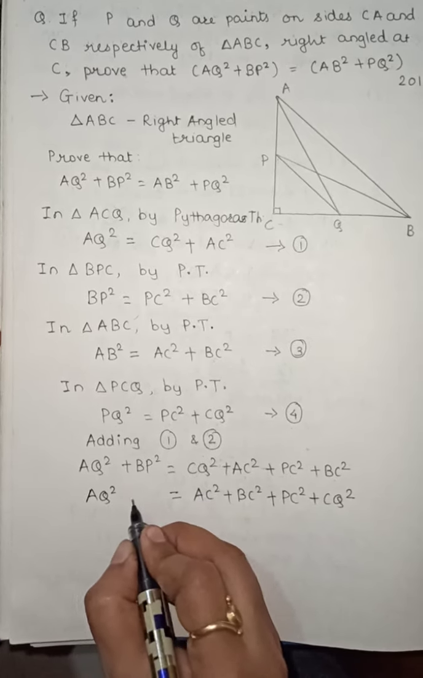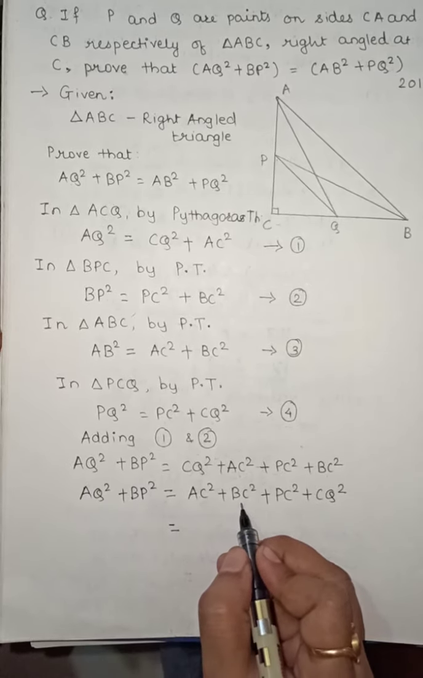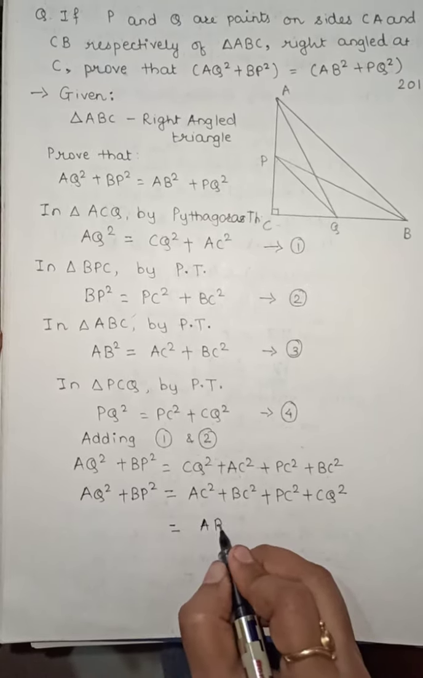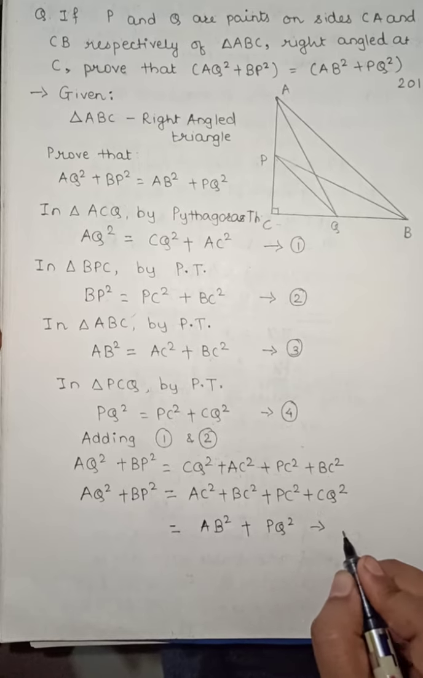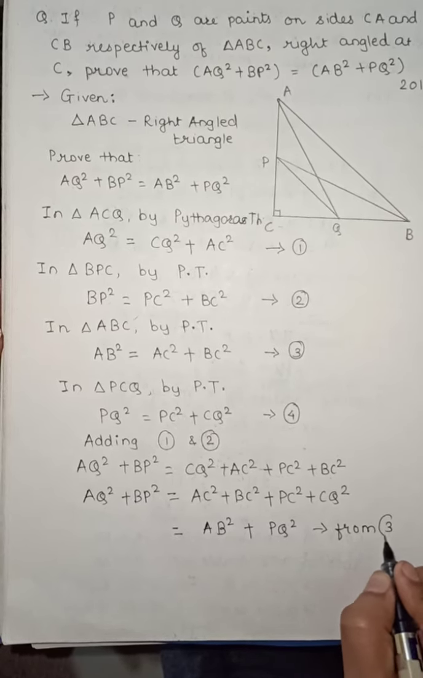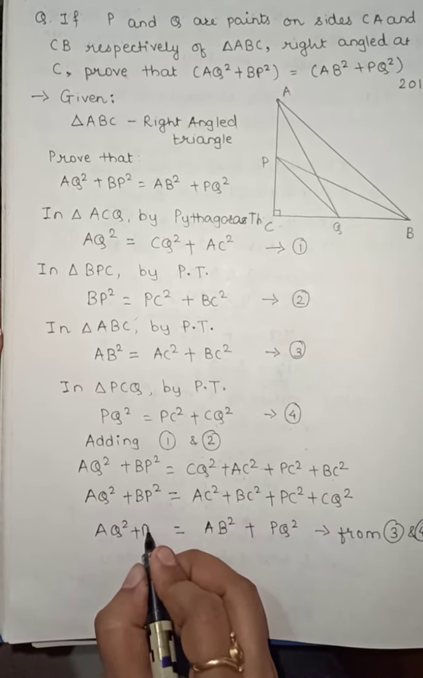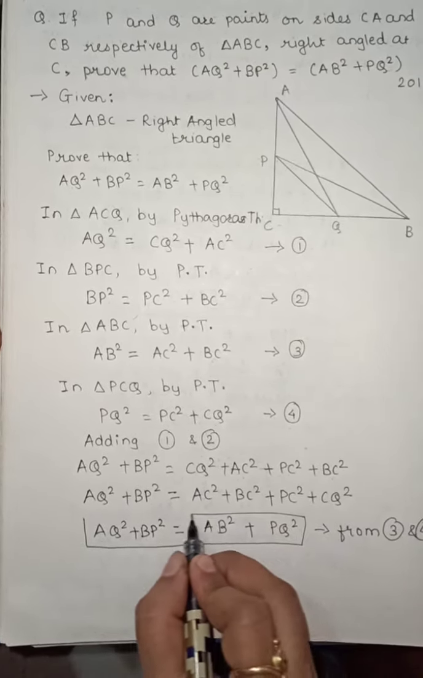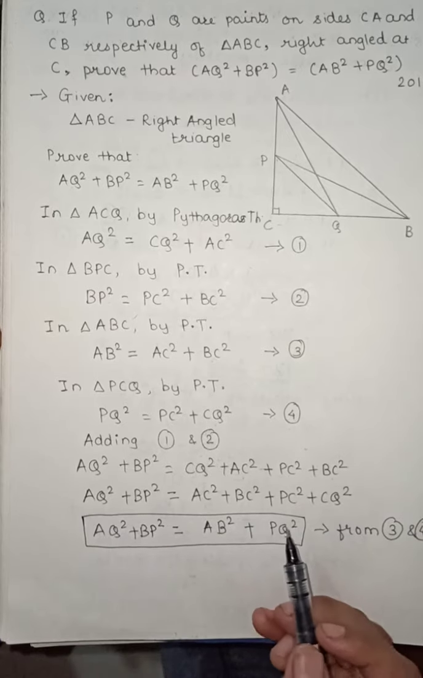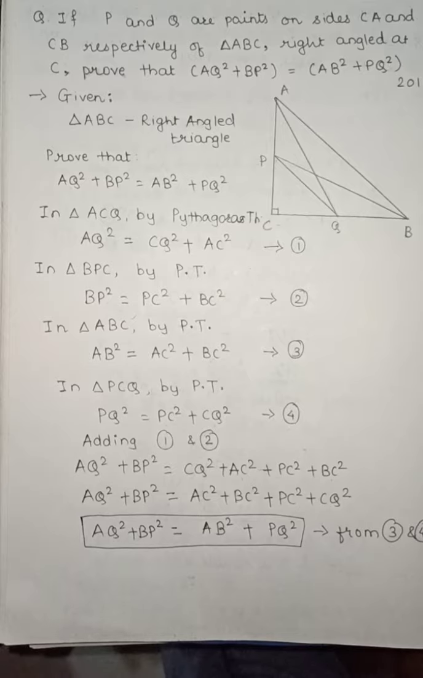Okay, so this is equal to your AQ square plus BP square, which is equal to, now AC square plus BC square can be replaced by AB square, whereas PC square and CQ square can be replaced by PQ square. And here you will specify the reasons that from equation 3 and 4 we have made these changes. So as you can see, we have got our proof, that is AQ square plus BP square is equal to AB square plus PQ square. So very easy question actually. Just apply Pythagoras theorem in 4 different triangles and then just add the equations according to what you want in your prove that.